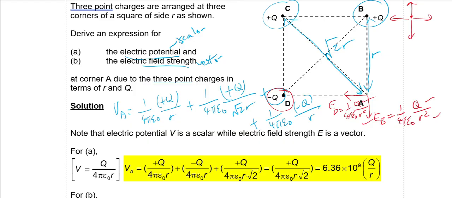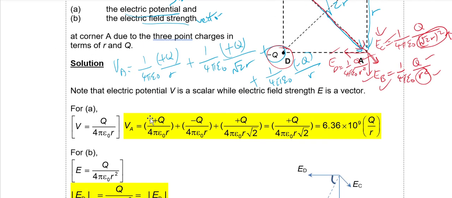But EC, because it's in this direction, the distance between the charge plus Q and point A is larger. So EC should be 1 over 4 pi epsilon naught again Q divided by square root 2 R squared. So EC should be a smaller vector because the denominator here is larger than R squared. Since this is bigger, EC is smaller as a vector. So now I need to vector sum these three things, ED, EB, and EC.